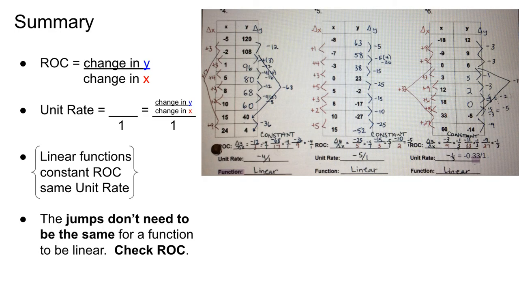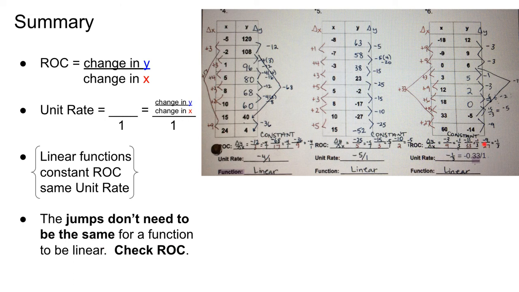2 quick things on our summary. First of all, the jumps do not need to be the same. So my jumps here, 3, 3, 4, 3, 2, 9. They don't need to be the same in order for a function to be linear. These were all linear and they all had inconsistent jumps, but the rate of change was consistent throughout the table. When you reduce them, they all reduced to the same unit rate. That's what makes something linear.